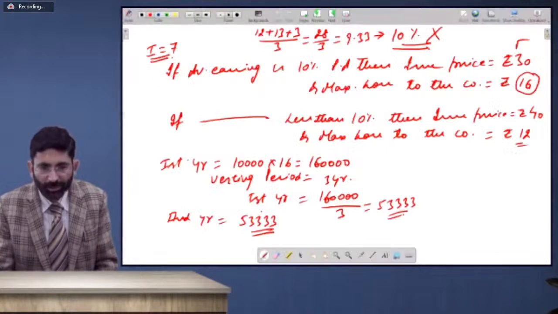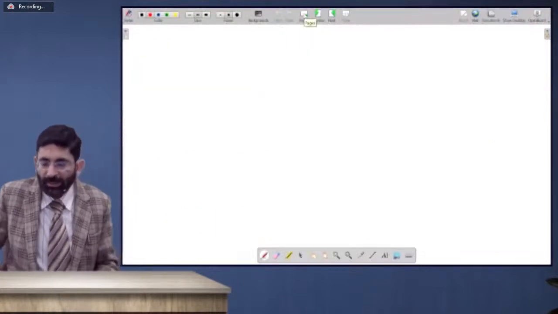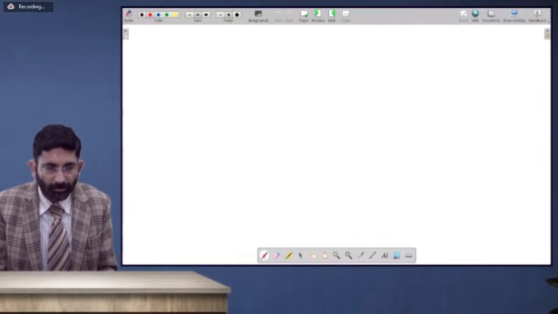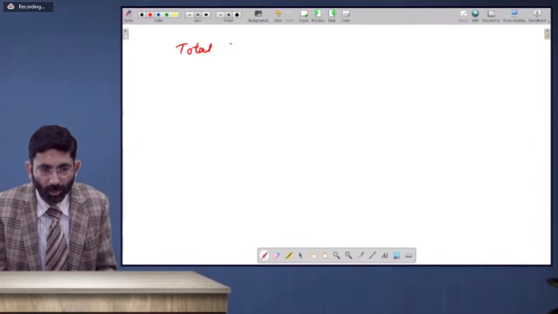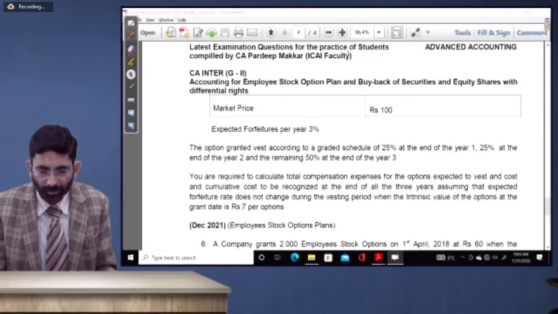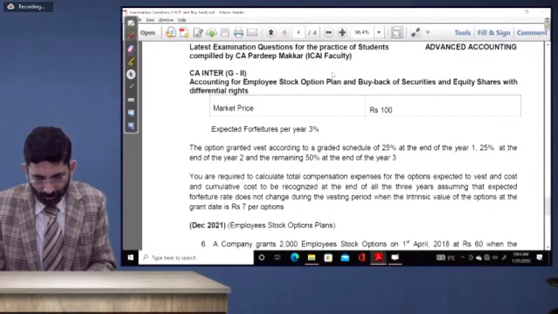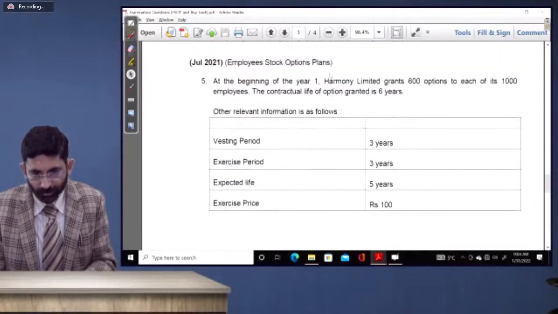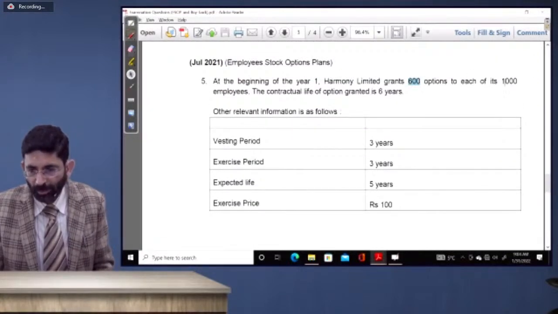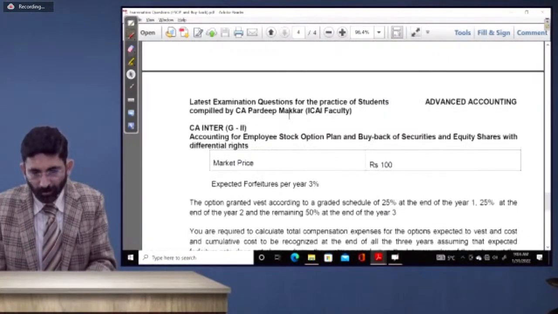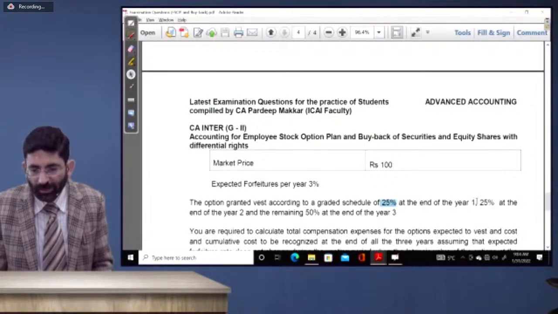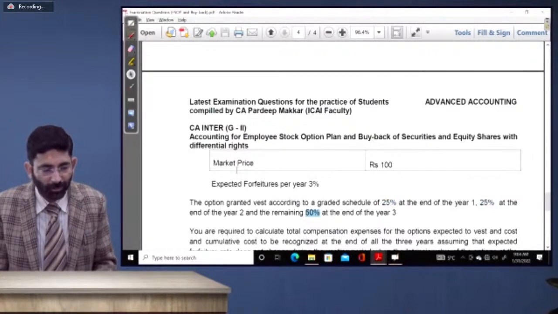So how to do this question? Let's do it. First of all, he says total shares are how much? Total options: 600 into 1,000. So it's 6 lakh. It's 6 lakh. At the end of first year, 25%. Then at the end of next year, 25%. Then at the end, it will be 50%.